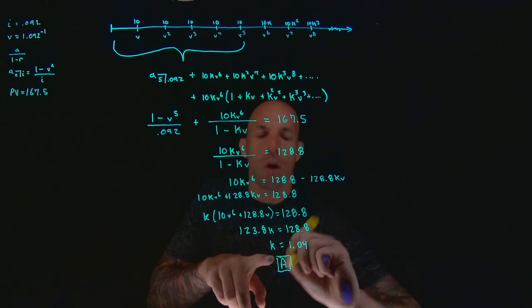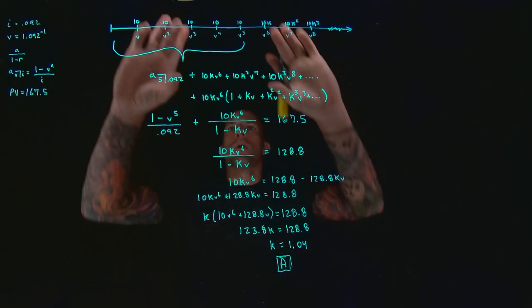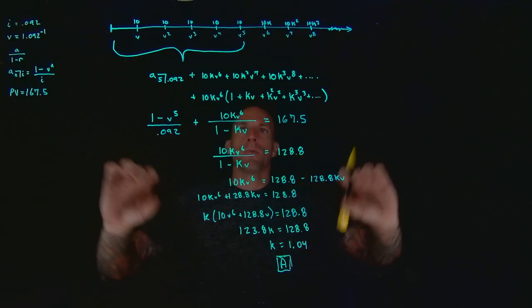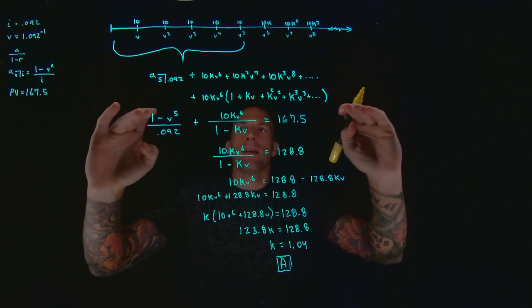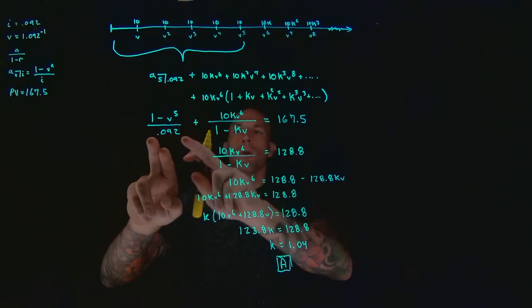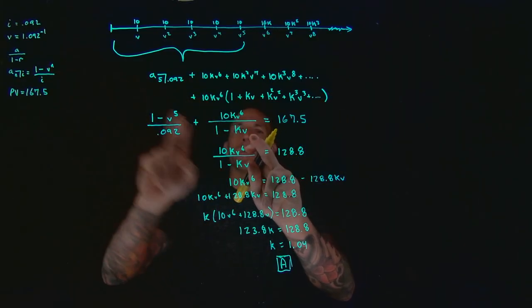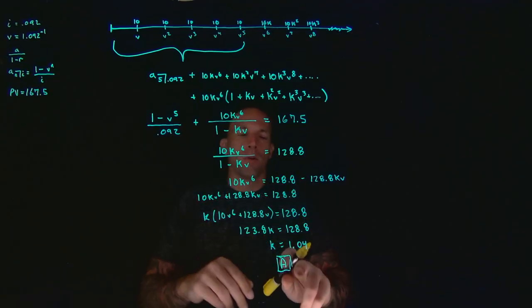So just a quick review. Half of the battle is writing out your timeline and looking at your payment structures, and then you convert that down either to annuity symbols or annuity formulas or a series that you can condense down into a more singular formula. And then from there on, it really is just algebra.